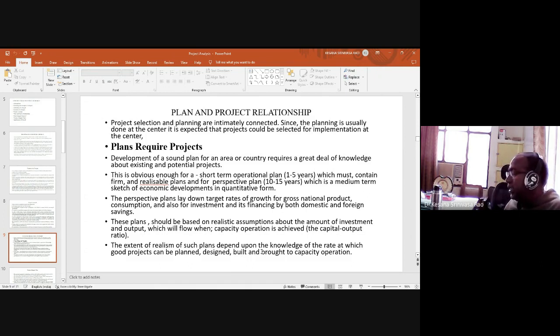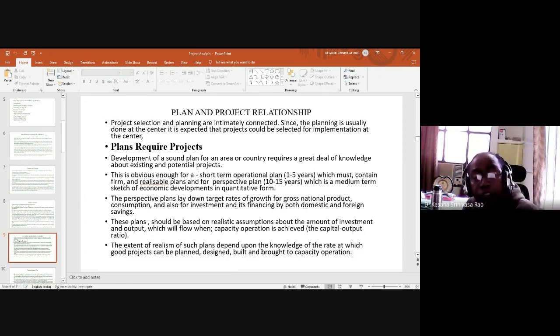Suppose, for example, in the budget presentation we can check with that. The labor force is very keen to do some type of activities for the people who are involved in it. Okay, development of a sound plan for an area or country requires a great deal of knowledge about existing and potential projects. This is what that means: development of a sound plan for an area or country requires a great deal of knowledge about existing potential projects.